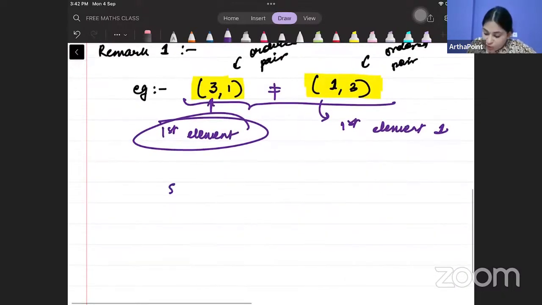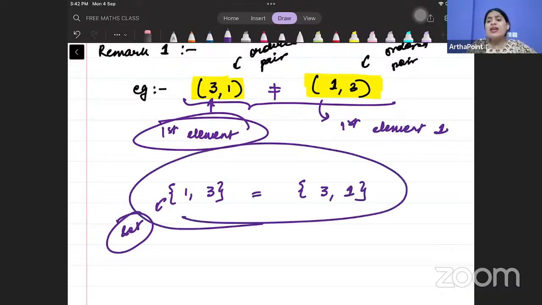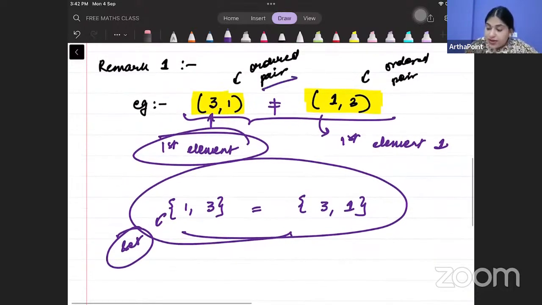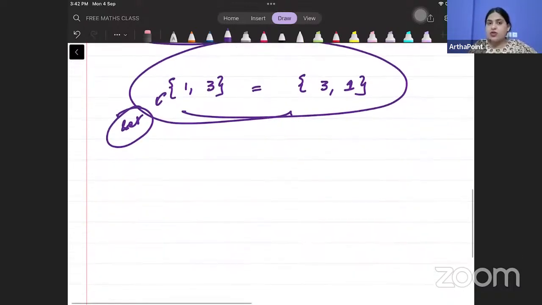But अगर ये set होता ना {1,3}, बेटा this curly bracket shows me that this is a set. So if this is a set {1,3} and this is a set {3,1}, then they are equal, because set only considers elements. Set is not about order. Set को order से कोई फर्क नहीं पड़ता, set को सिर्फ element से फर्क पड़ता है, but ordered pair को order से फर्क पड़ता है. Ordered pair is affected by the order.